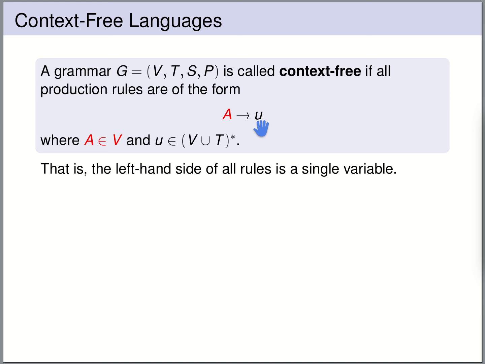So if you recall, we have also discussed regular grammars, basically right linear grammars. They had a restriction that in the right-hand side there was only a single variable, and for right linear grammars, this variable must appear at the outermost right of the right-hand side. For context-free grammars, there is no restriction on the right-hand side. So the only condition is that the left-hand side of all production rules is a single variable.